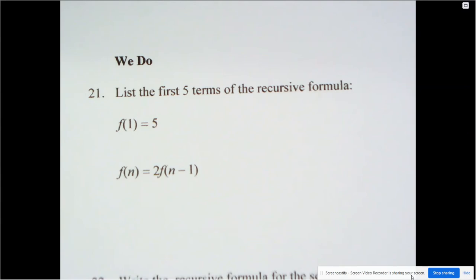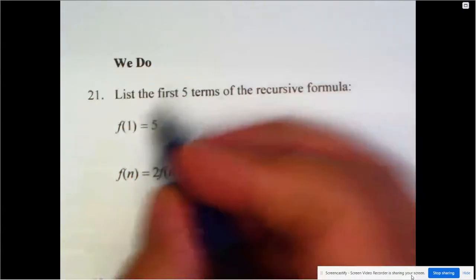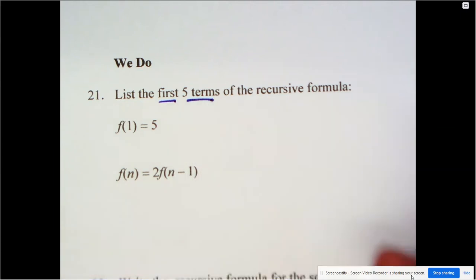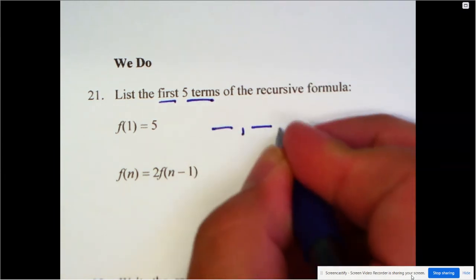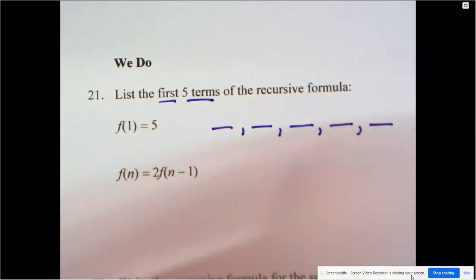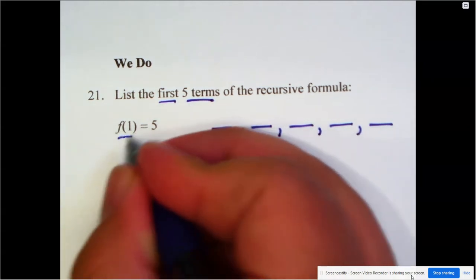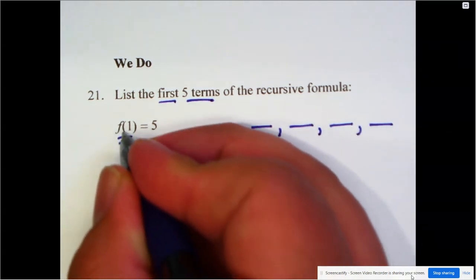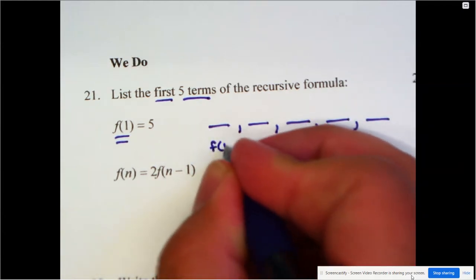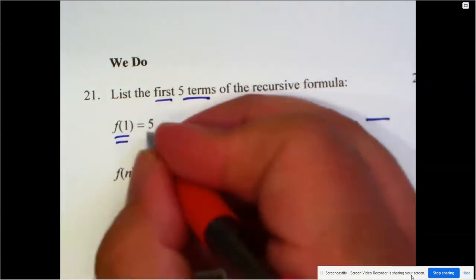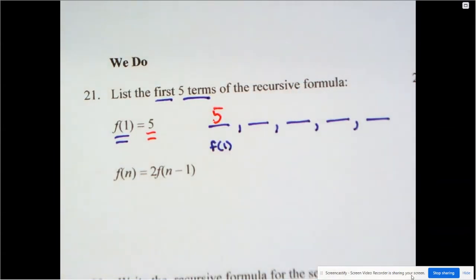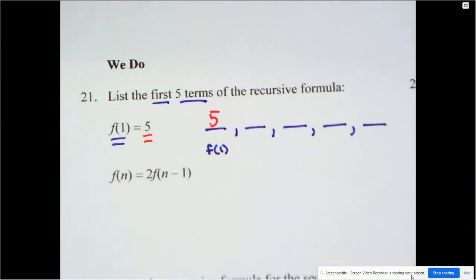List the first 5 terms of a recursive formula. All right, here we go. Now we're mentioning the word recursive. But what you need to understand is they already did the work for us. They said, give me the first 5 terms of the list. Okay, 1, 2, 3, 4, 5. And they already told me that f of 1, the very first number in my list, is 5. So I already have one of my numbers. So I really only need to find 4 of them.